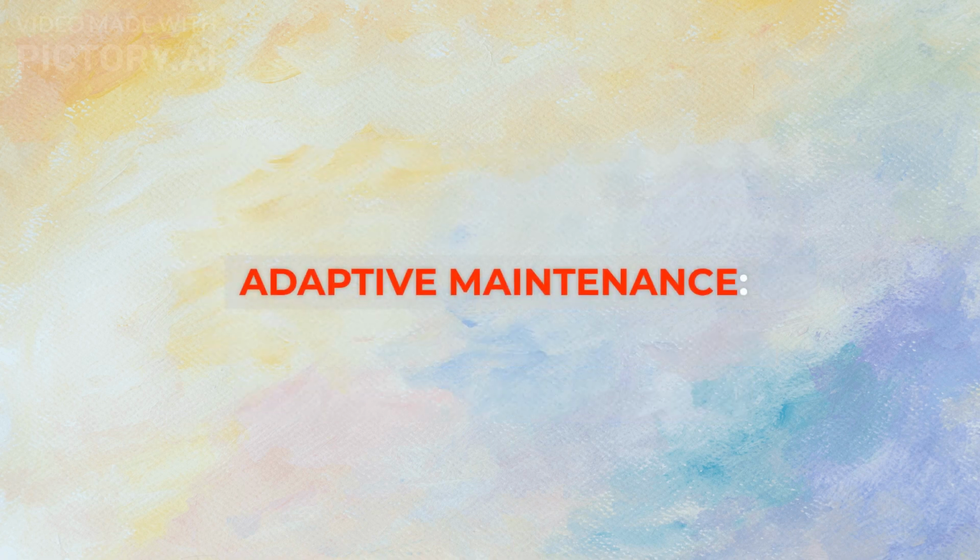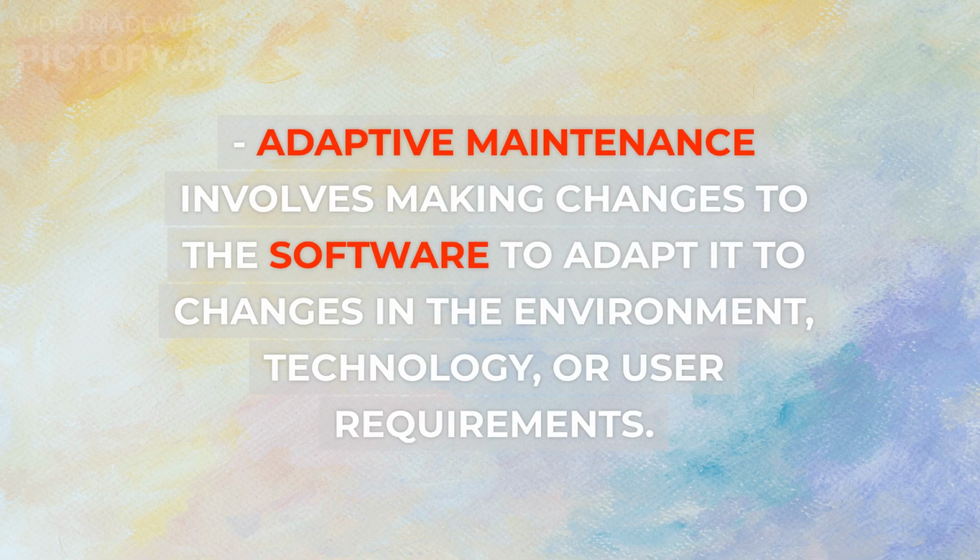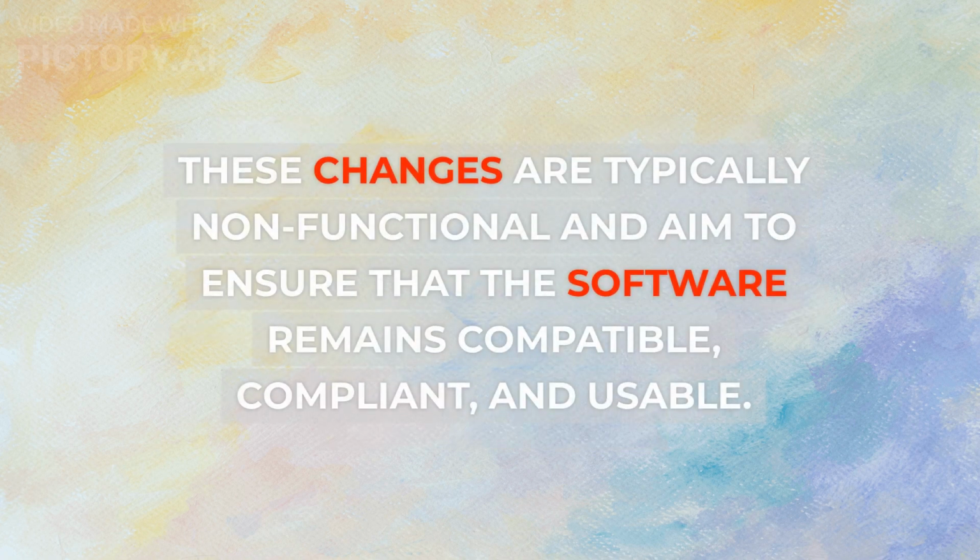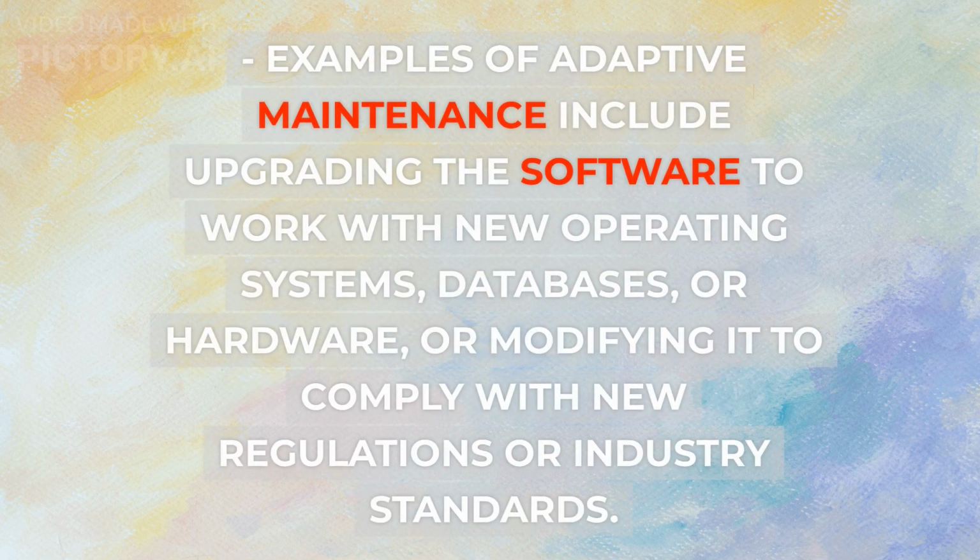2. Adaptive maintenance. Adaptive maintenance involves making changes to the software to adapt it to changes in the environment, technology, or user requirements. These changes are typically non-functional and aim to ensure that the software remains compatible, compliant, and usable. Examples of adaptive maintenance include upgrading the software to work with new operating systems, databases, or hardware, or modifying it to comply with new regulations or industry standards.